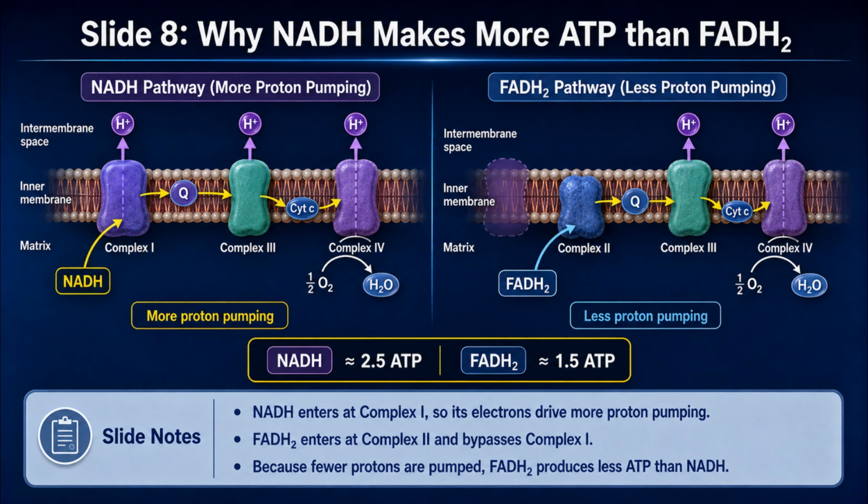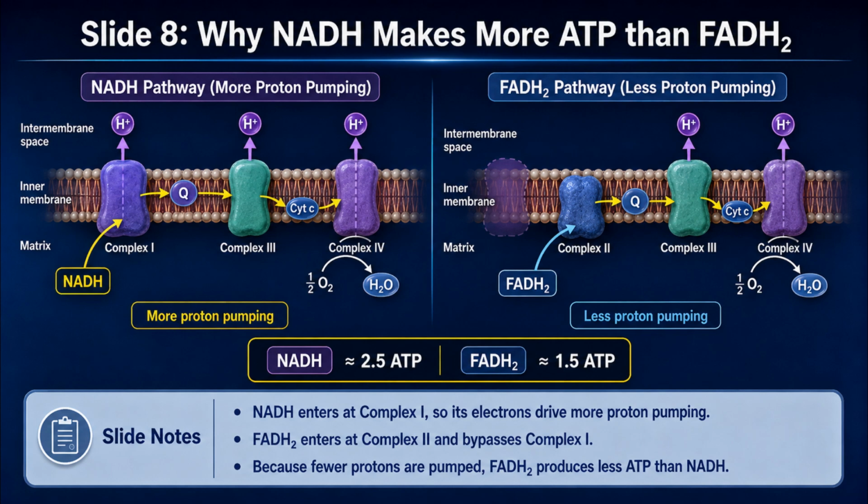Some of the energy from the proton gradient is released as heat. A small number of electrons may also escape from the electron transport chain and react prematurely with oxygen. This can produce reactive oxygen species. At controlled levels, reactive oxygen species can participate in cellular signaling. However, excessive production can damage proteins, lipids, mitochondrial membranes, and DNA. Cells therefore contain antioxidant defense systems that help regulate reactive oxygen species and protect mitochondrial function.